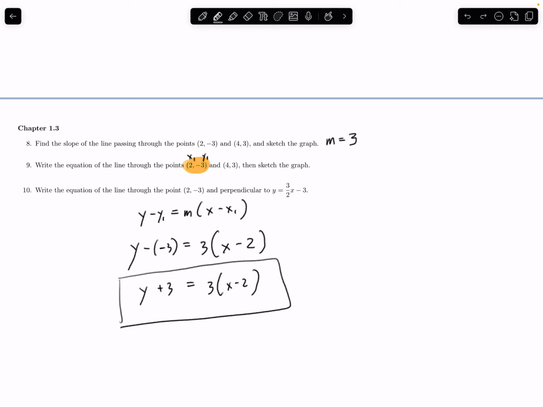So we should sketch the graph. And to sketch the graph, I'm going to do this. I'm going to start from that point I had, (2, -3).